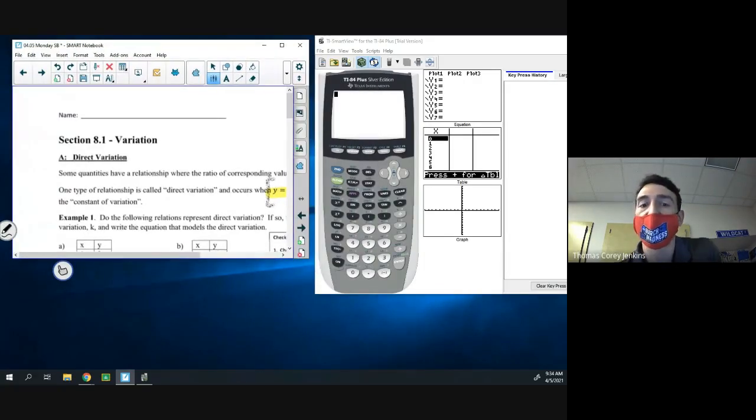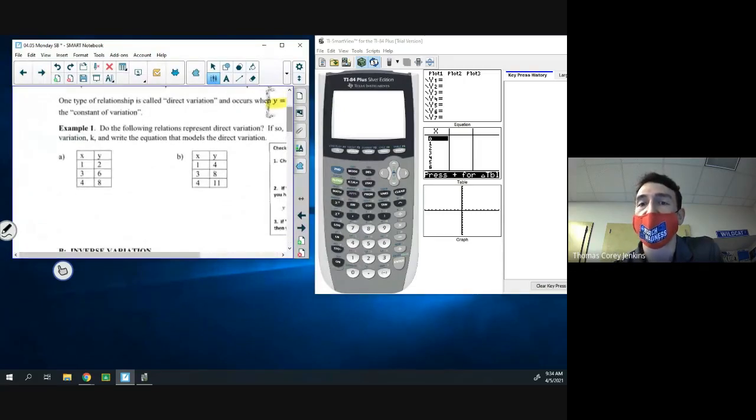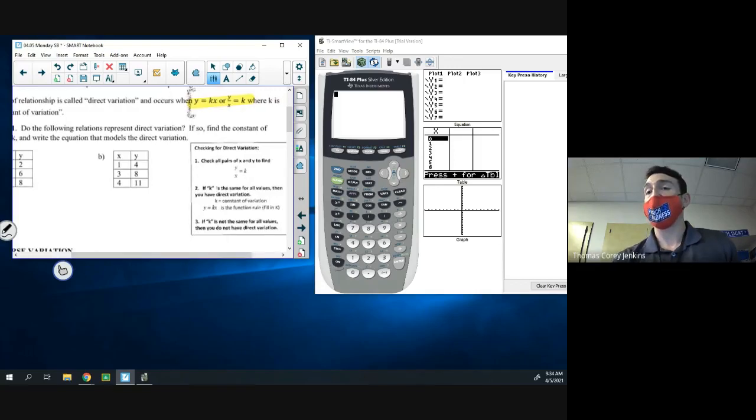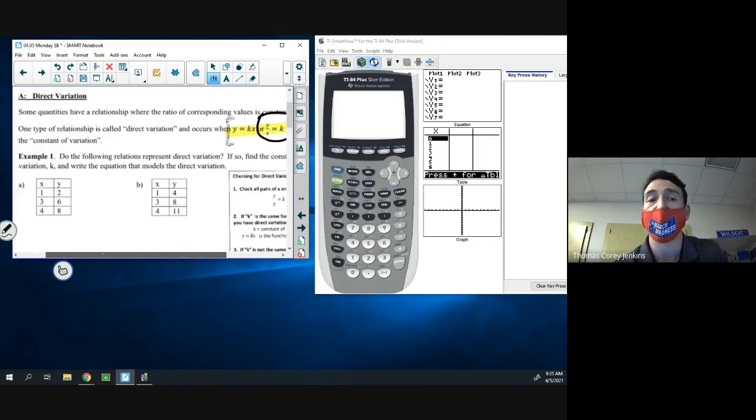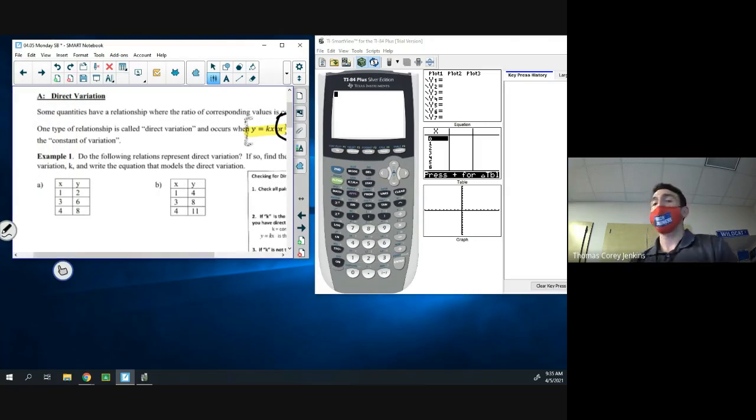All right, in example 1, we want to know: do the following represent direct variation? If so, find k and then write the equation. For direct variation, the second thing I highlighted is the one we use to identify it. You just do y divided by x, and if that's constant the whole way through, then that table shows direct variation. In other words, that table has a proportional relationship.